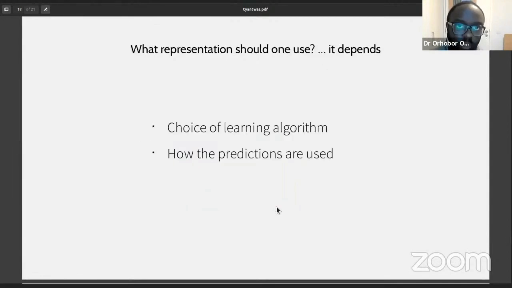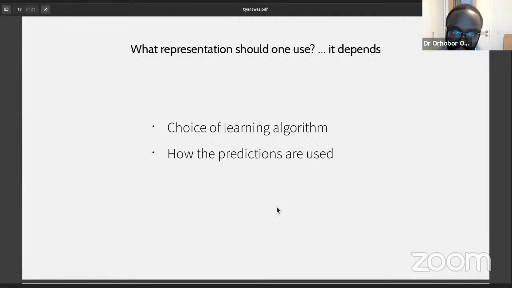So, I mean, at the end of that, we want to reach a conclusion. So it's what representation should one use? And the answer is it depends. It's not really straightforward, because as our results show, it depends on the choice of learning algorithm. So what input data set works best is going to depend on the underlying learning algorithm you use.